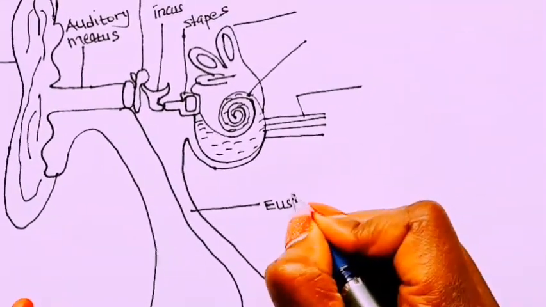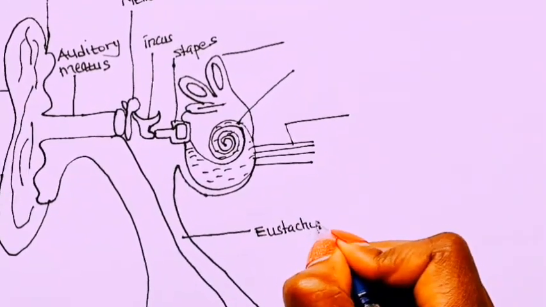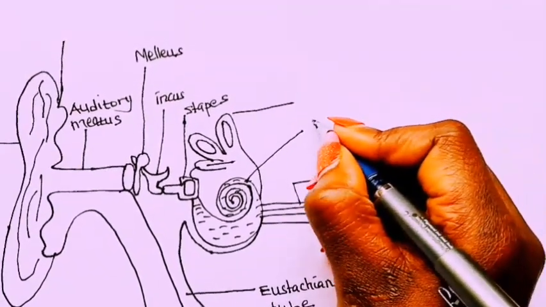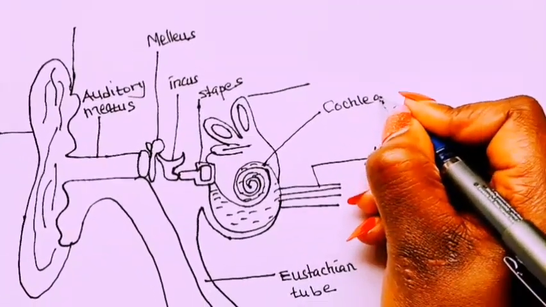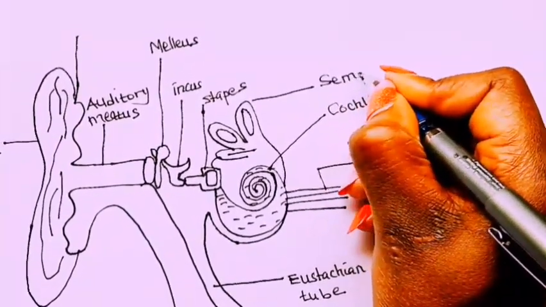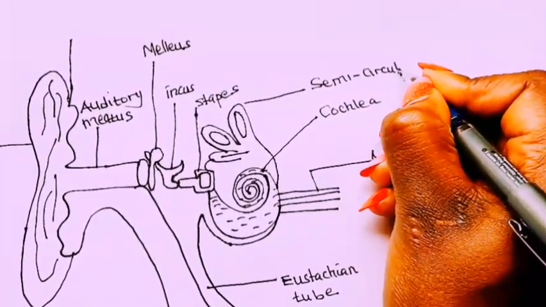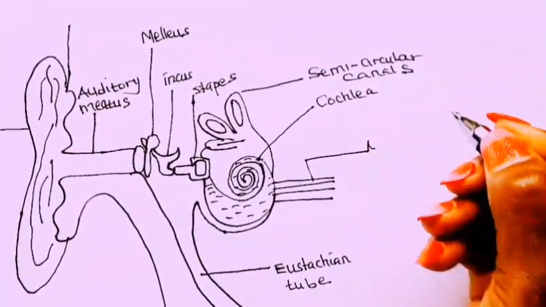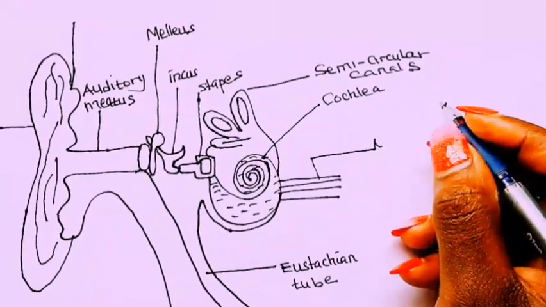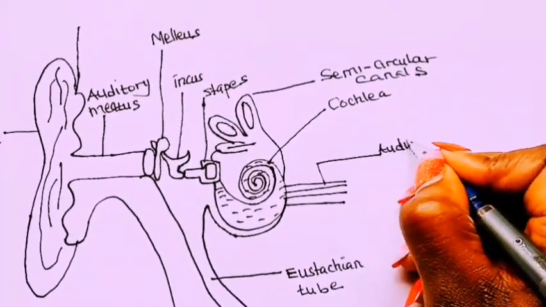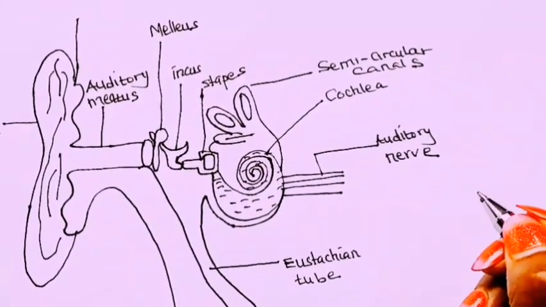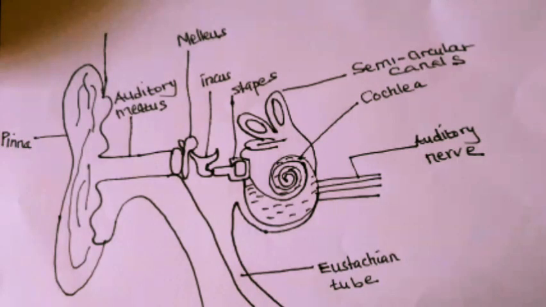Now we are going to label the eustachian tube. Nice job. So we also label the cochlea. The semicircular canals, also the vestibular canals or vestibular apparatus. Having done that, we label now the auditory nerve. These take the impulses to the brain for interpretation into various sounds, whether speech, whether music. There you are. Thank you.